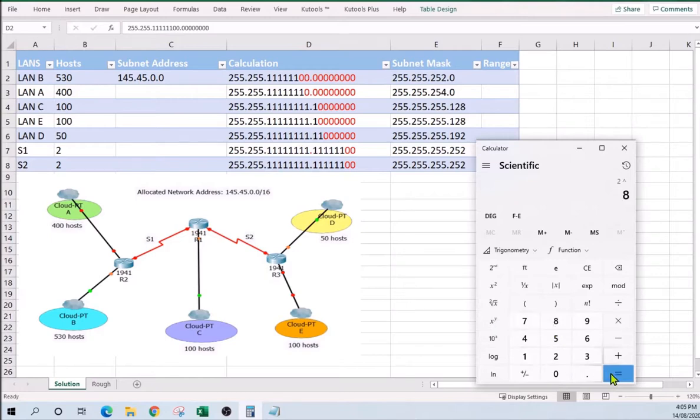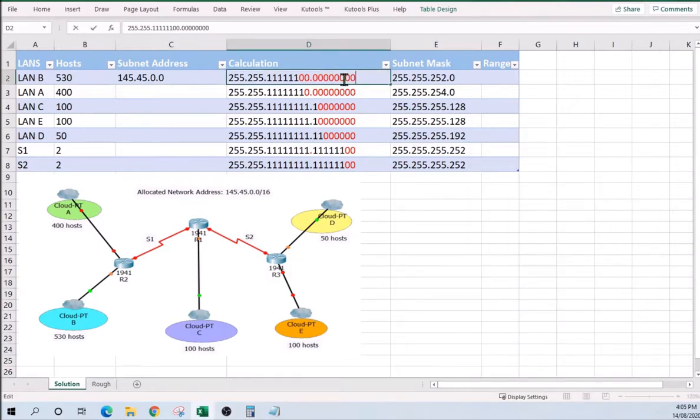2 to the power 8 is 256, which is less than 530. I'm going to go one more. 2 to the power 9, 512, is still less than 530, and it needs to go one more. 2 to the power 10 comes to 1024. This is obviously more than 530. That means we are going to use 10 bits, starting from the fourth octet, from the rightmost part. So as indicated in red, 8 bits from the fourth octet, and I'm going to borrow 2 more from the third octet.